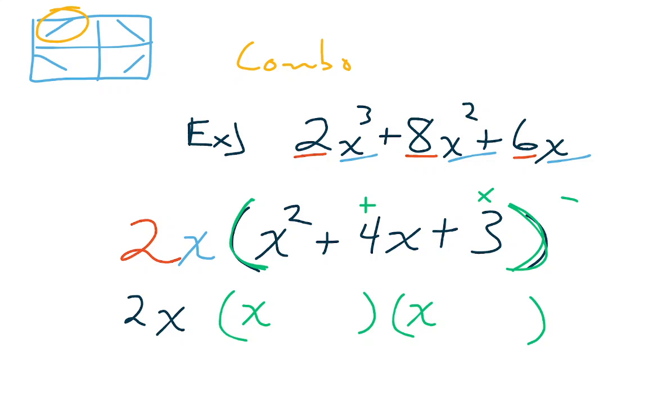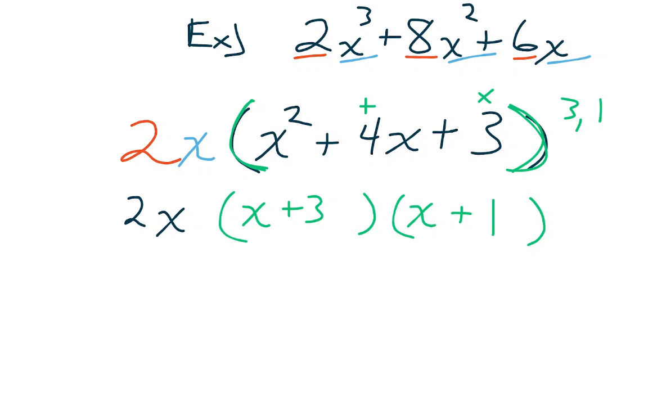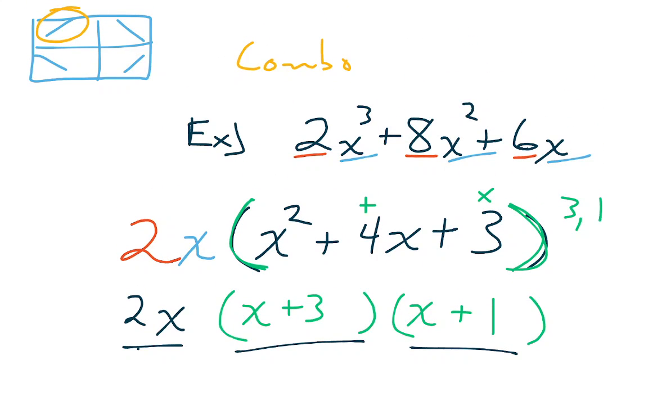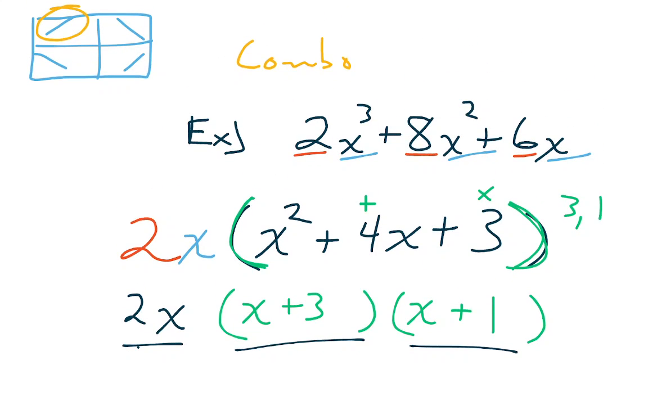Now remember, the only numbers that multiply to be 3 are 3 and 1. And so now I have factored, or you might say I've continued to factor. And I end up with 3 factors: a 2x, an x plus 3, and an x plus 1. That used a combination of factoring. Again, I used GCF factoring, and then I also used trinomial factoring.